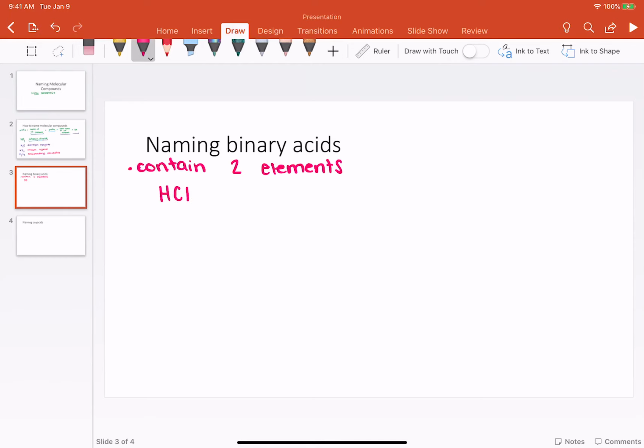HCl, HF, HBr, HI. And these are our binary acids. So notice that these are really special.